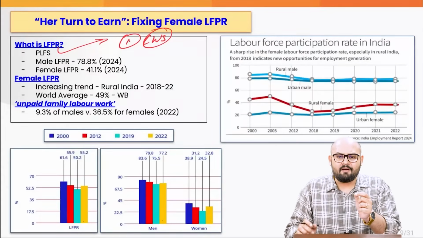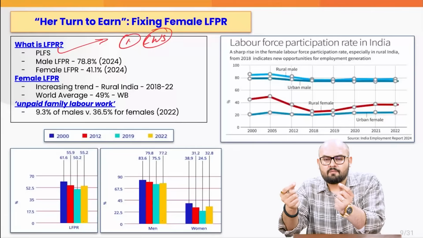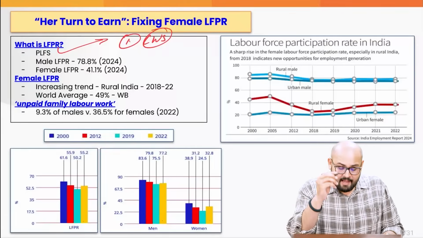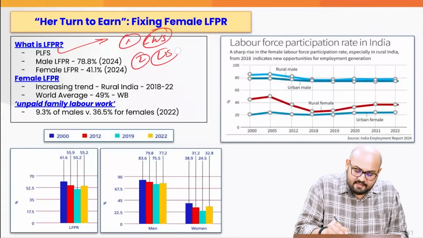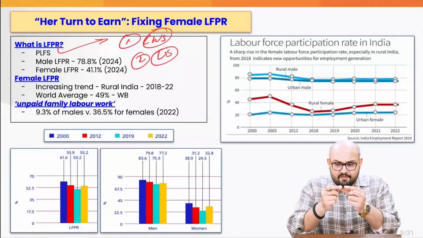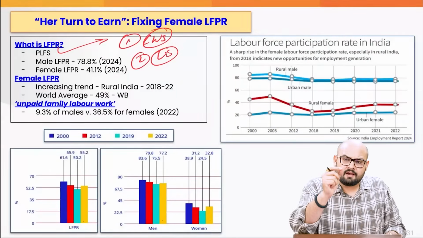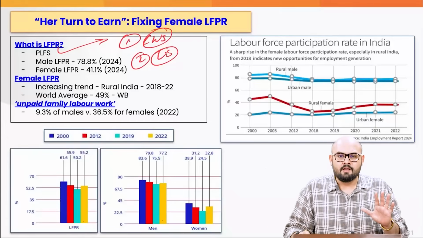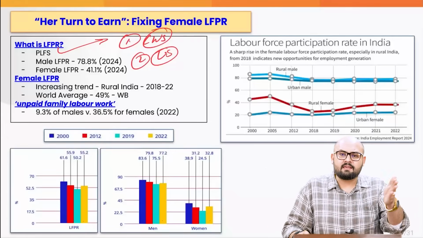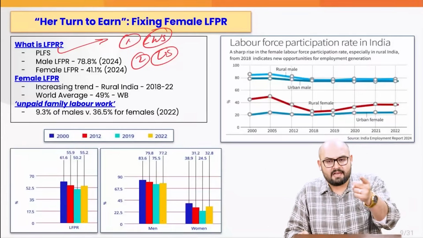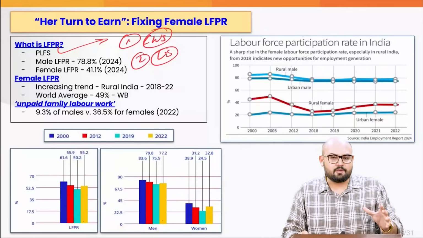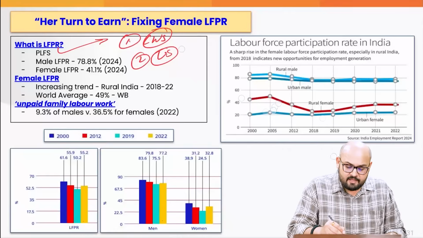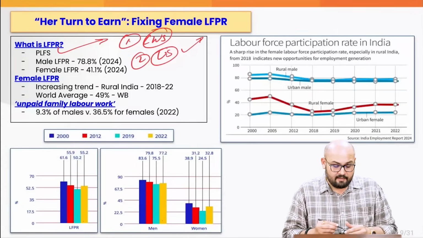So let's say we have the survey which is done. The one week which has just preceded the survey, that is the current weekly survey. And then we have the second, the usual status. Usual status, the reference period is bigger, and that is 365 days preceding the survey, one year. I hope that's clear. So we have the PLFS being carried in two ways. One is through the current weekly status and through the usual status. Whenever we talk about the broad picture, we look at the usual status. I hope that is clear.